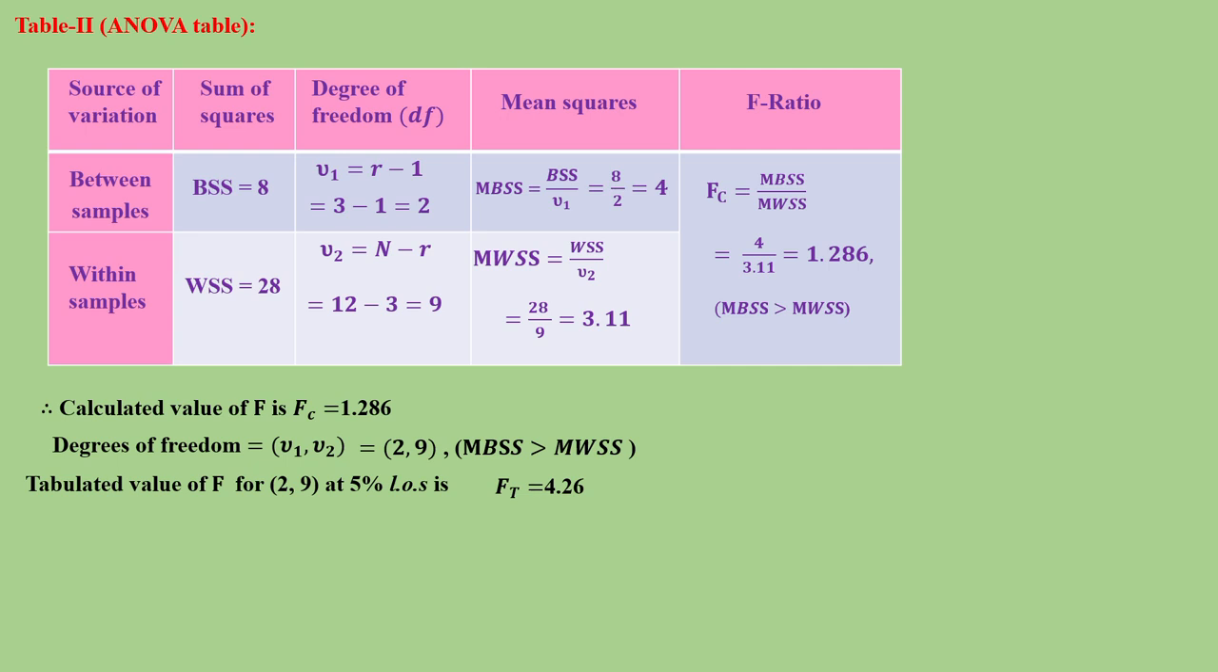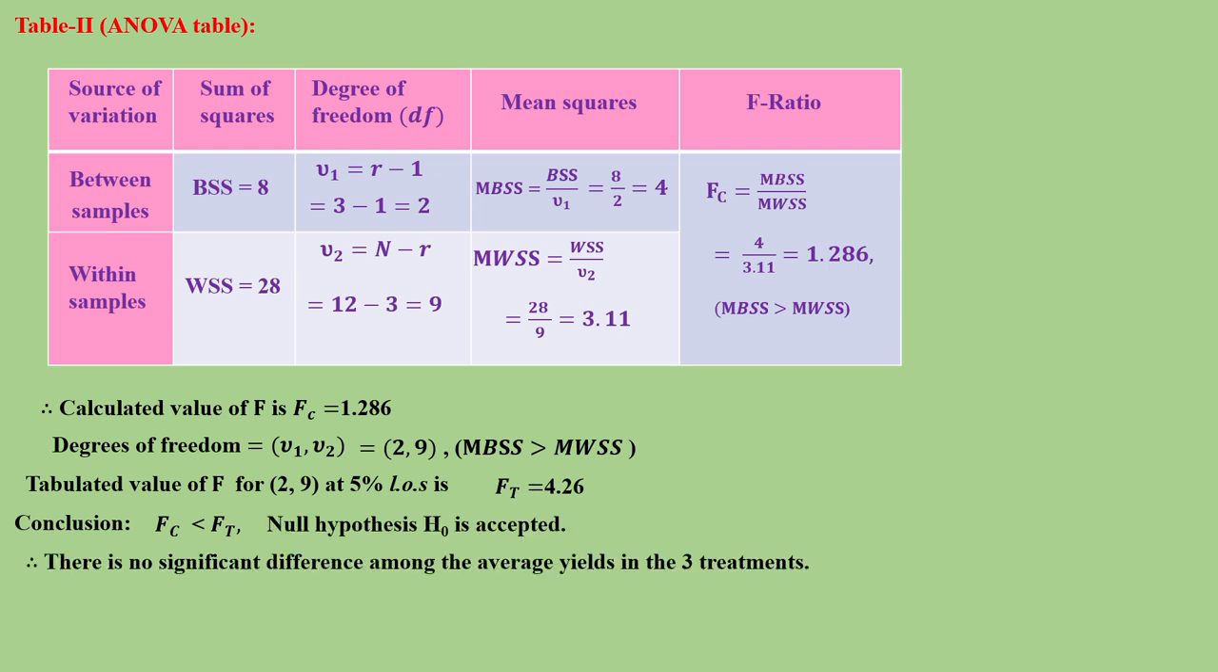Now compare the tabulated value and calculated value of F. So conclusion: here the calculated value is 1.286, and the tabulated value, 4.26, is more than the calculated value. Therefore H0 is accepted. That is, there is no significant difference among the average yields in the three treatments.